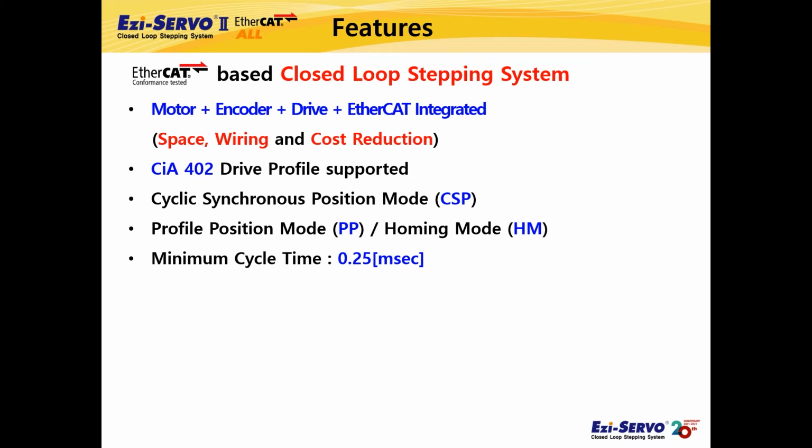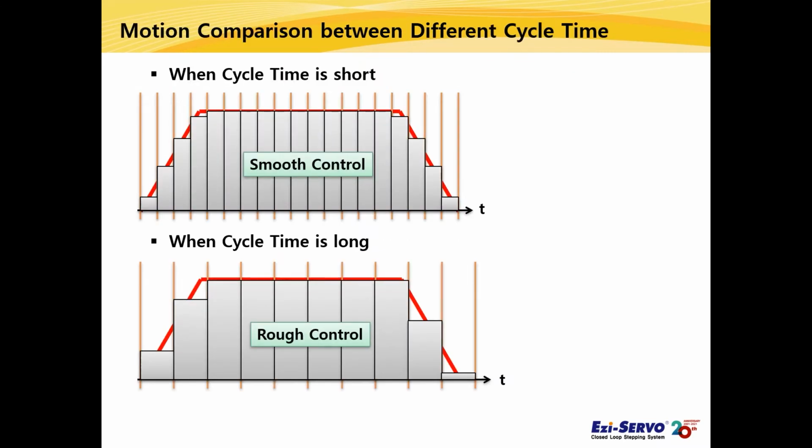The cycle time is the time required for communication between the master and the slave. And the minimum cycle time is the time it takes for the slave to receive, process, and respond to a packet. In general, the minimum cycle time of stepping motor drives on the market is 0.5 milliseconds, but FASTECH's product has a shorter minimum cycle time of 0.25 milliseconds. Then, why is the minimum cycle time important?